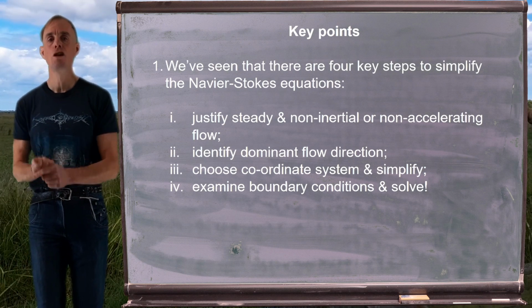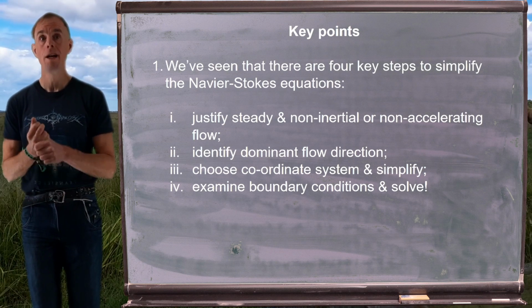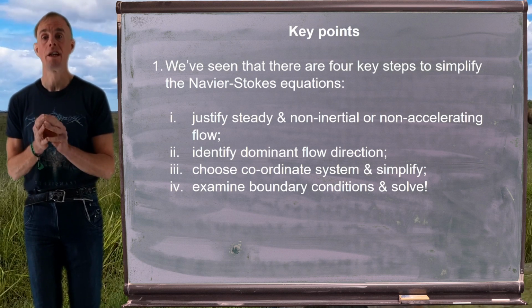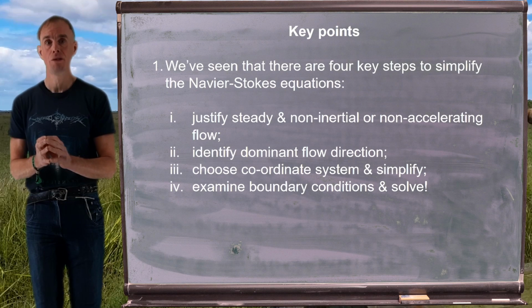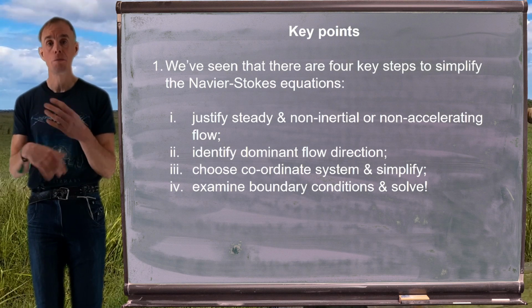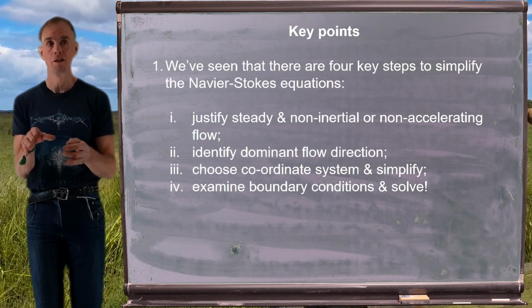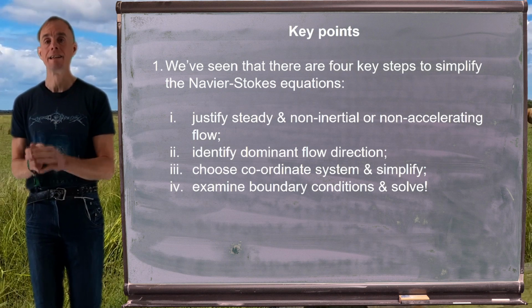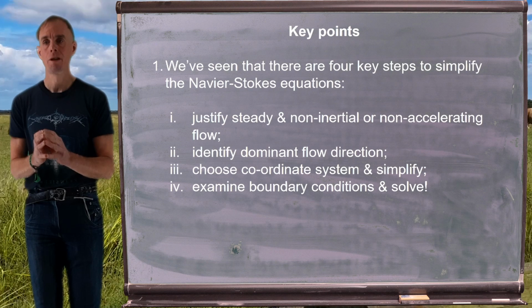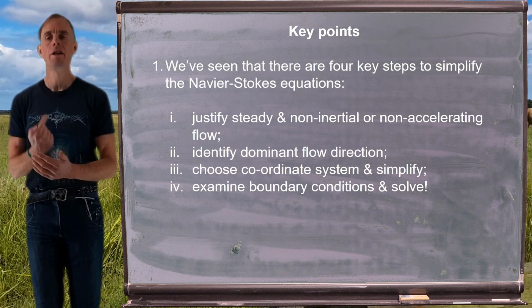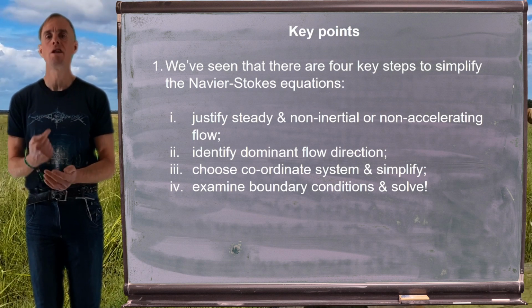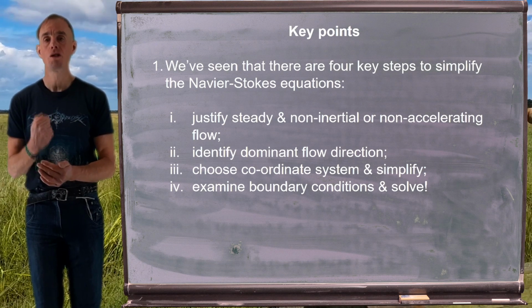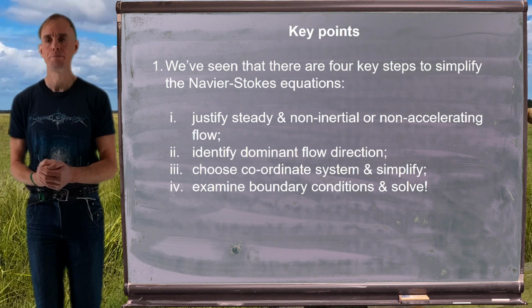If there's very little inertia in the flow, if the Reynolds number is substantively less than 1, we can also justify ignoring the substantive derivative, because in non-dimensional form, the substantive derivative is pre-multiplied by the Reynolds number. So if the Reynolds number is vanishingly small, the substantive derivative has little effect on the solution. The second step was to identify a dominant flow direction, draw a diagram, write out which velocity components you've got and how they change with a coordinate.